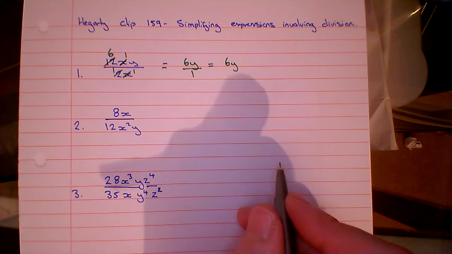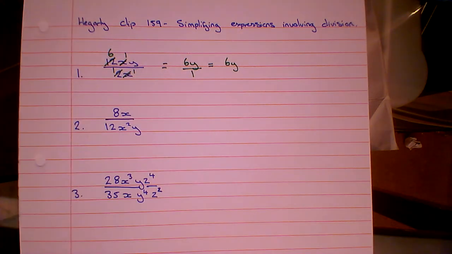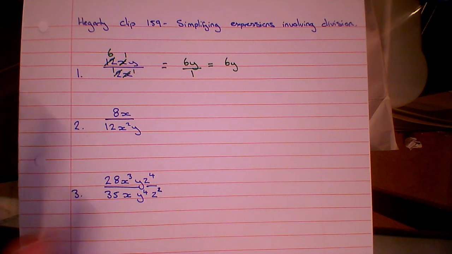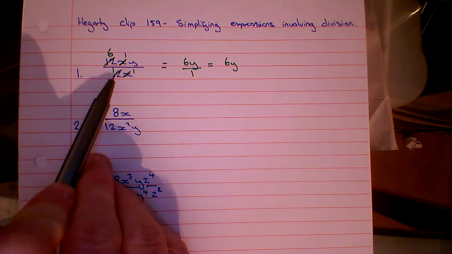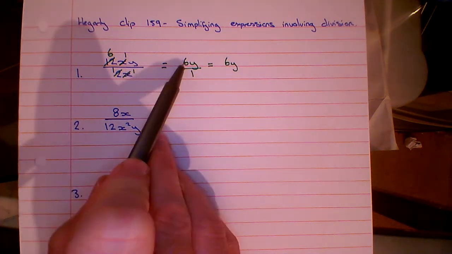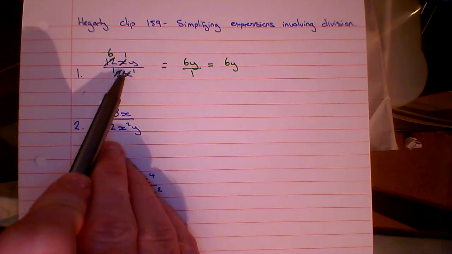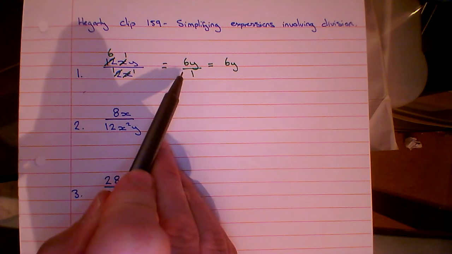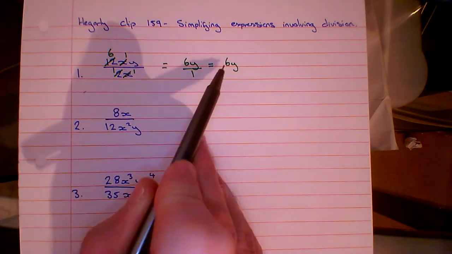Now, I suppose you could do all of that without writing in all the cancellations, but I just wanted to put that in just to show you how it all works. So 12 divided by 2, well that's 6. x divided by x, well they cancel each other out, so there are no more x's. And the y, well that's got nothing to cancel out, so it's 6y.